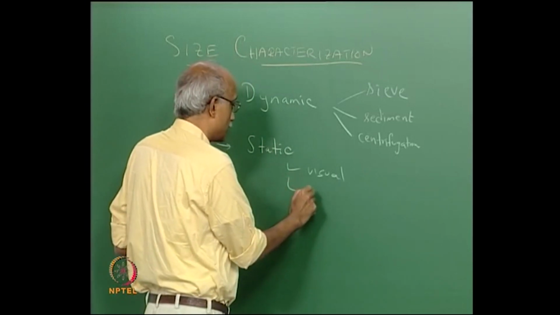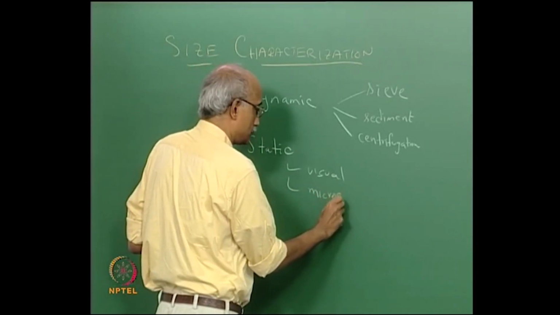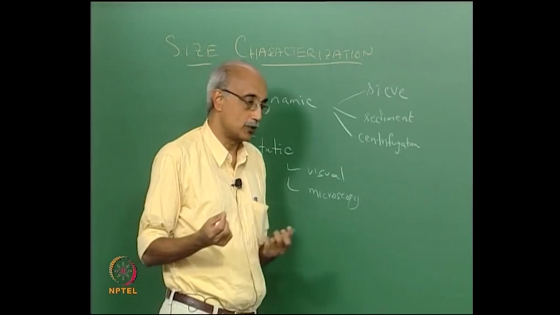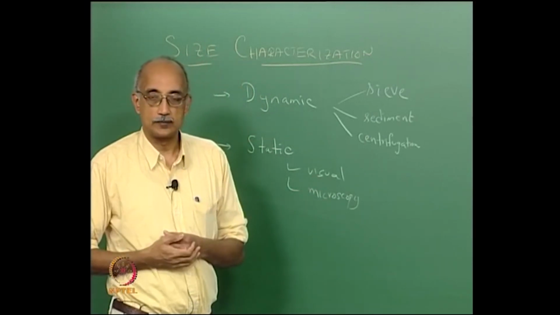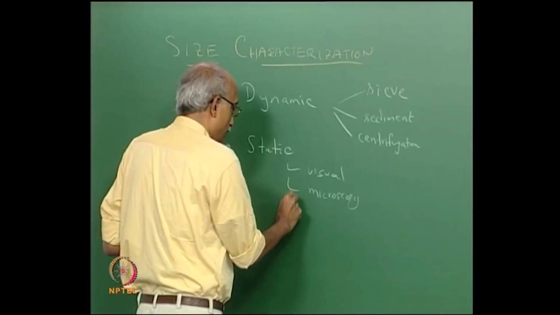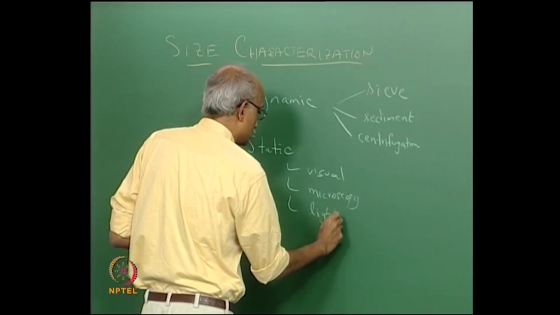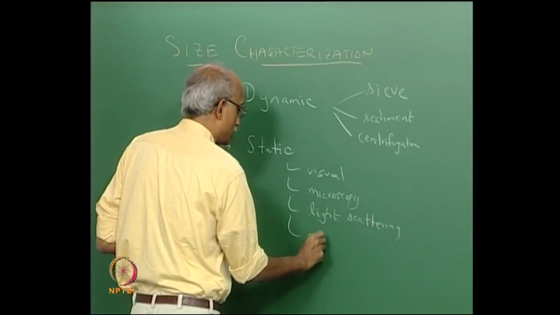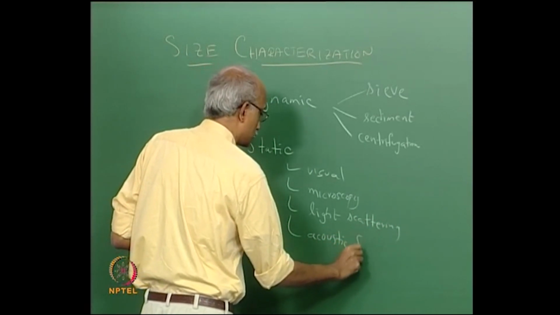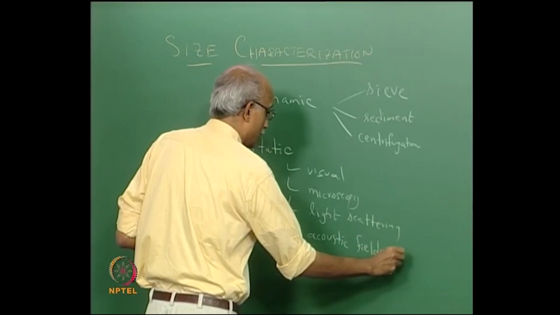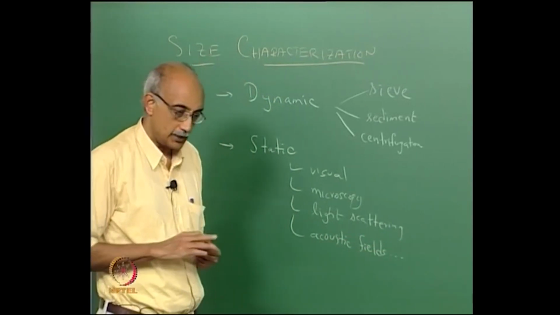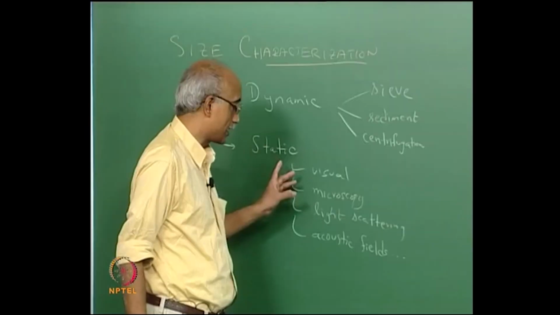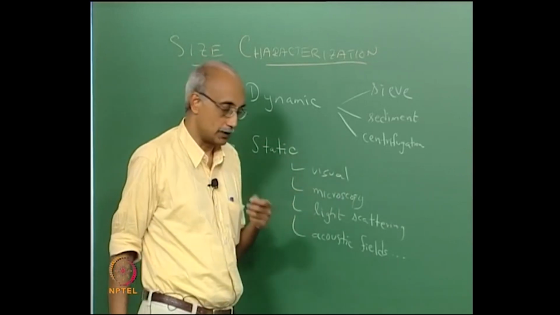Or taking it further, microscopy. Because when you say microscopy, there are so many variants of it, the most simple one being optical versus electron. And then you have techniques that are based on light scattering. Techniques based on acoustic fields, and so on. So there is a large variety of techniques that are available to do characterization of particle size in a static mode, and we will discuss these in more detail in the future lectures.